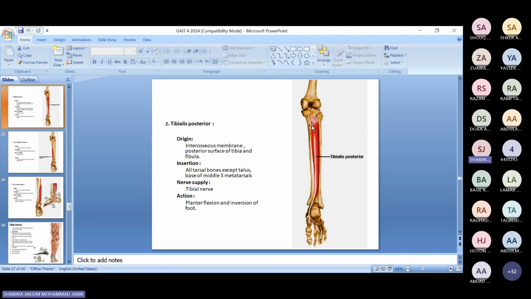So we have here the tibialis posterior muscle. This also will come from the posterior surface of the tibia, and you can see that it will give small slips to all the tarsal bones, except talus, and the bases of the middle three metatarsals.